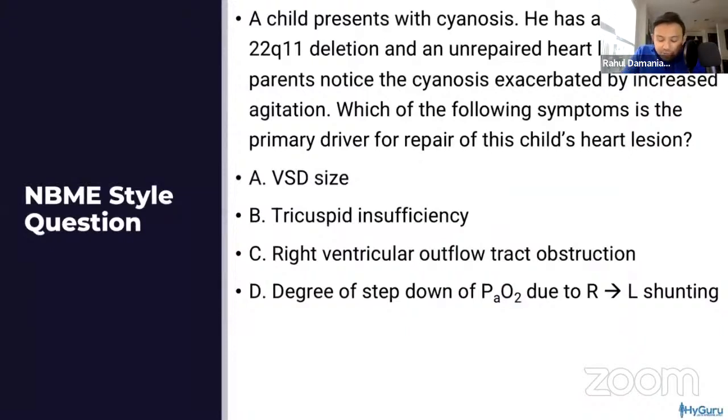All right, a child presents with cyanosis. He has a history of 22q11 deletion and an unrepaired heart lesion. Do you see what I'm hinting at here? The parents notice the cyanosis is exacerbated by increased agitation. Which of the following symptoms is the primary driver for repair of this child's heart lesion? A, VSD size, B, degree of tricuspid insufficiency, C, right ventricular outflow tract obstruction, or D, degree of step down of PaO2 due to right to left shunting. What do you think is the answer here?